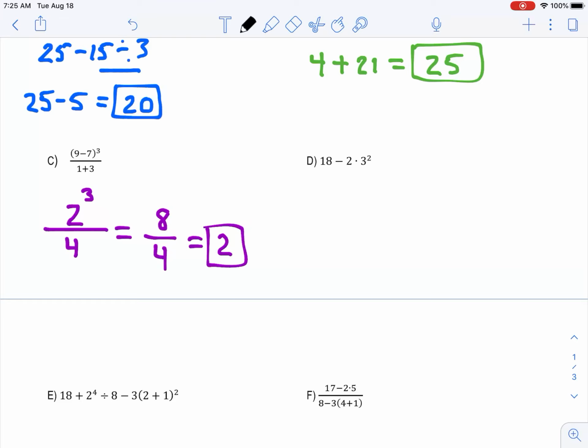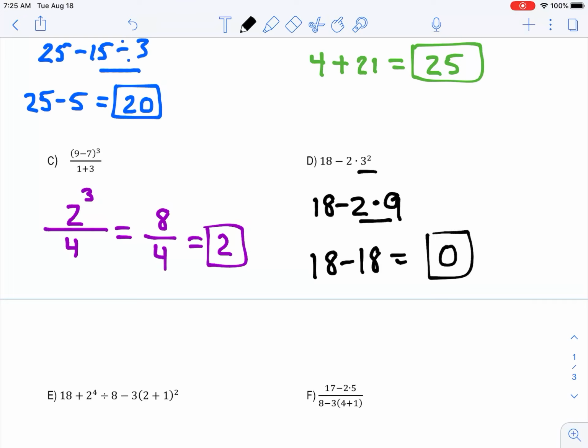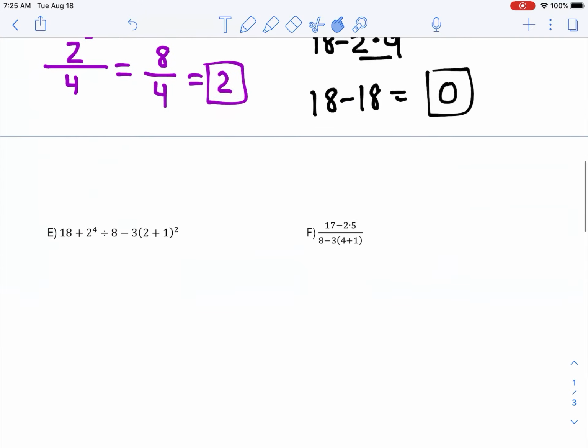Okay, let's get on to letter D. So far, so good. You guys are doing a great job. Keep it up. All right, letter D. I see subtraction, multiplication, and some exponents. So I'm first going to do the exponent. So I have 18 minus 2 times 3 squared gives us 9. Now I notice I have subtraction and multiplication, so we're going to do the multiplication part first. So 18 minus 18 tells us a total of 0. All right, let's go down to E.